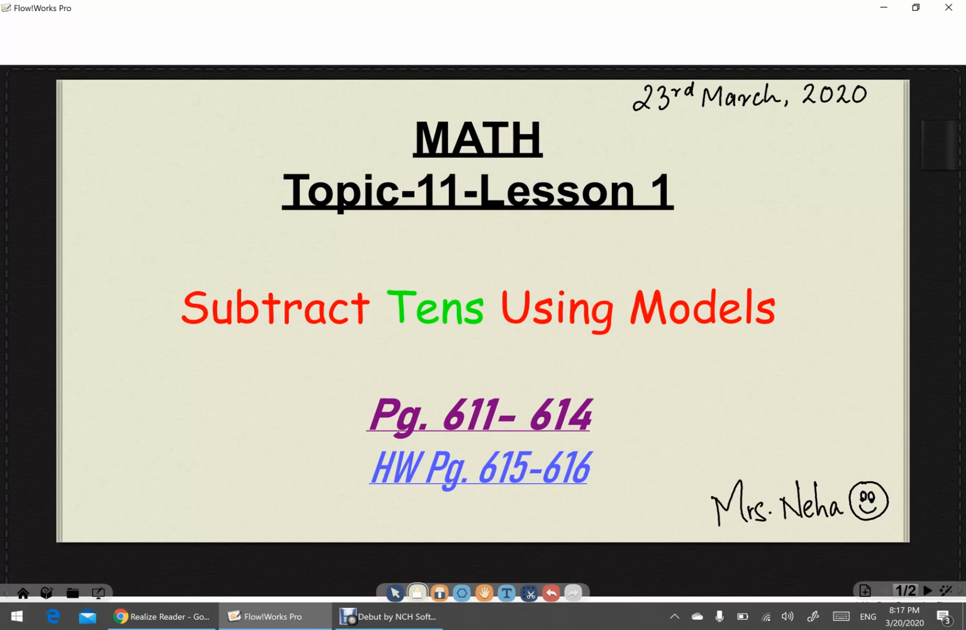Hello everyone, good morning. This is Miss Neha here, and today we will start our new topic, topic 11, lesson 1, subtract tens using models. Now, in this topic, we will subtract. You remember in our last topic, we were adding tens, we were adding ones, we solved the problem solvings by addition. In this topic, we will use subtraction. Okay, so let's begin with our lesson.